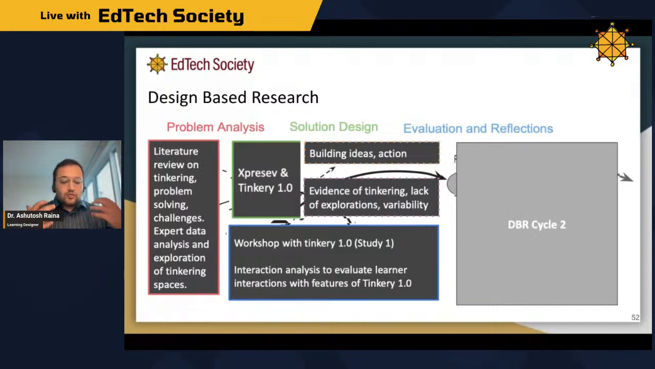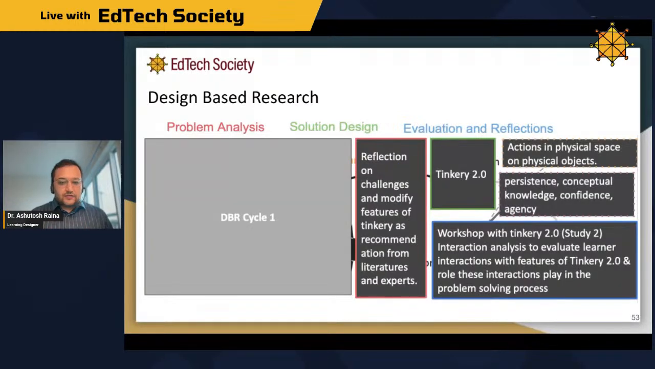Now, talking about how people solve problems, what we see is that they are able to build their ideas in the physical space and perform certain actions on the idea. So we did another cycle of this. We built a new version of Tinkery and again did a study with it. Then we saw that these actions that the learners do on their ideas help them gain certain insights, which helps them evolve their solution faster. We also saw that the learners were persisting, and they gained conceptual knowledge, confidence, and agency in this process.